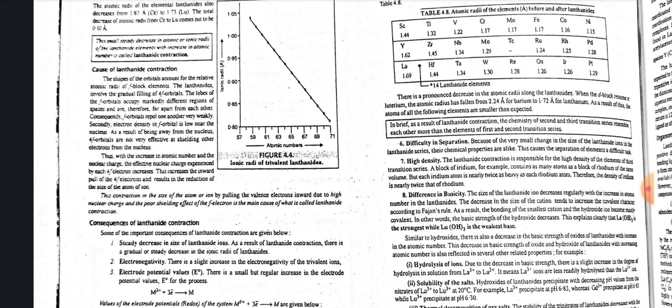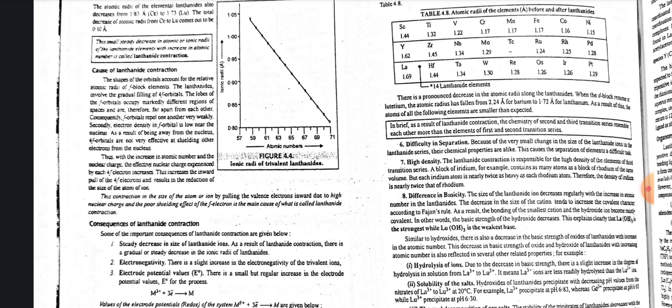A careful inspection of the table reveals that as we move along the lanthanide series from lanthanum to lutetium, there is a gradual decrease in the size of the atoms and ions with the increase in atomic number. It has been observed that in the case of positive lanthanide ions, from Ce3+, the ionic radii decrease from 1.03 angstrom to 0.86 angstrom. This shows that an overall decrease of 0.17 angstrom occurs in going from Ce3+ to Lu3+ ion. The small steady decrease in atomic or ionic radii of the lanthanide elements with increase in atomic number is called lanthanide contraction.